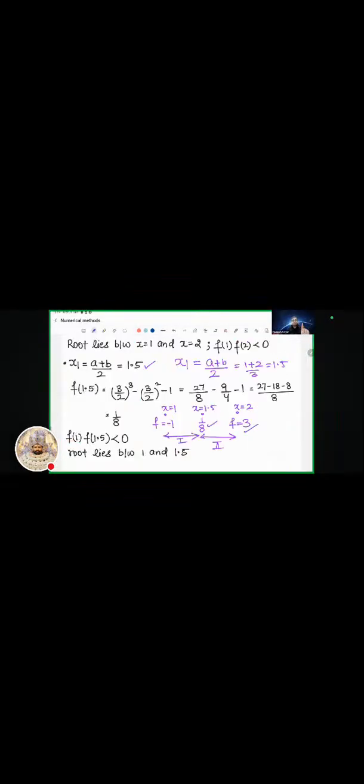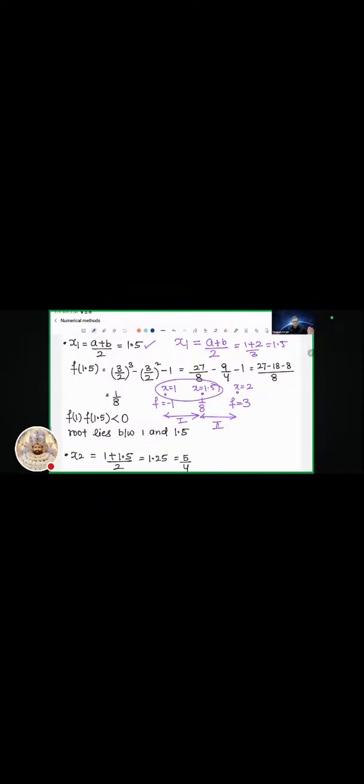We thought, type your answer. If you put 5 by 4 in this, what will be your answer? Or if you put 5 by this, I get a positive number. I should not get a positive number; I should get a negative number. So my second idea is that my root is between 1 and 1.5.